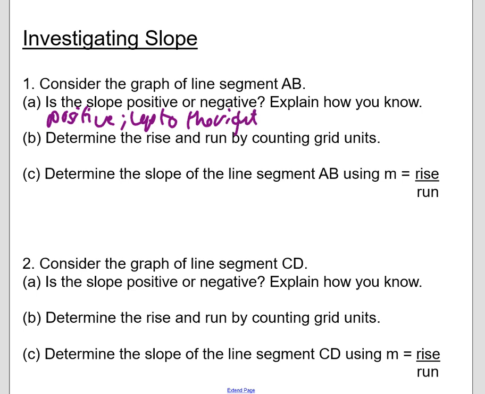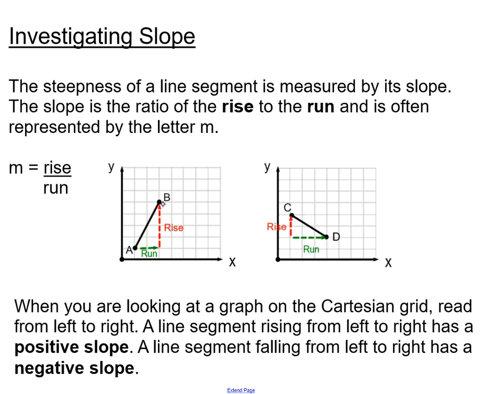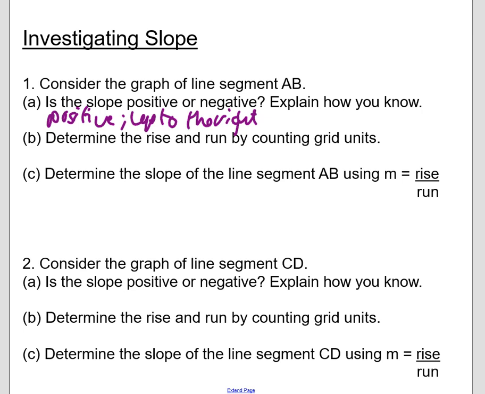Then it asks us to find the rise and the run. So if we come back here, the rise, we just count 1, 2, 3, 4, and the run is 1, 2. So the rise is 4 and the run is 2. Then we just use the formula, rise over run. That would be the slope, but we always want to make sure we simplify. So that particular one simplifies to 2.